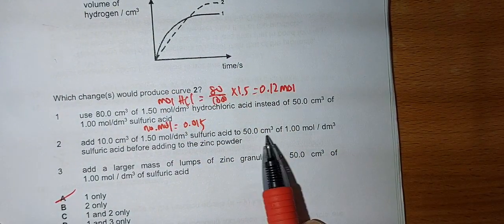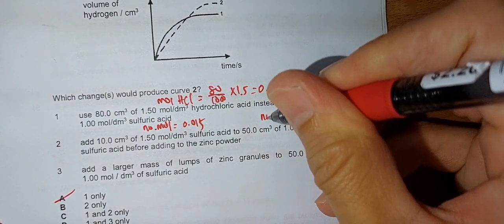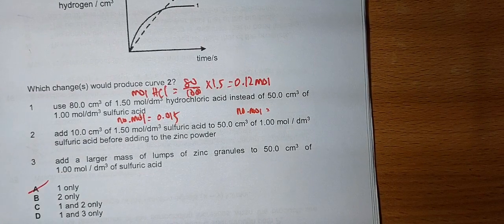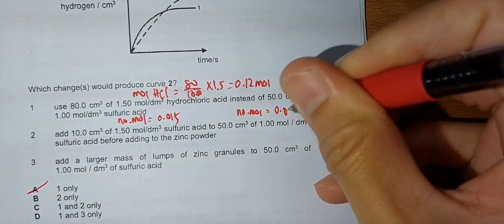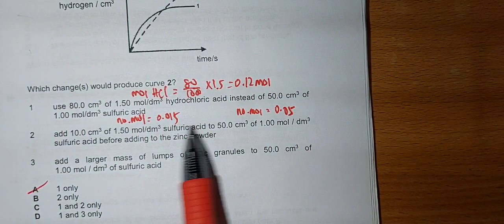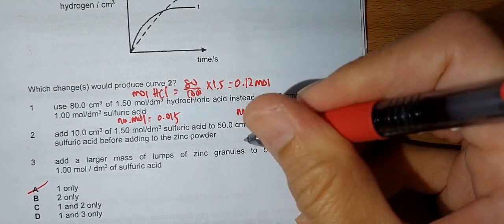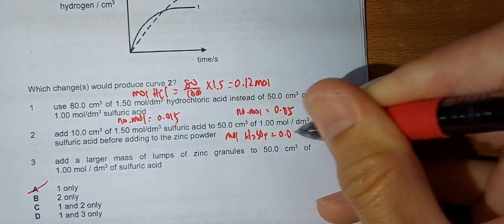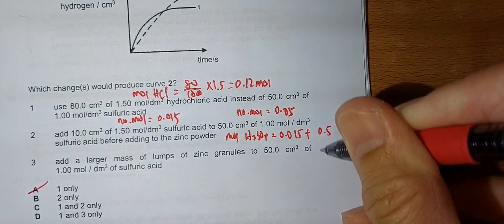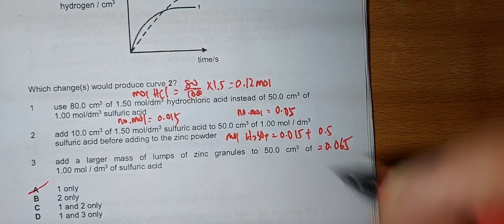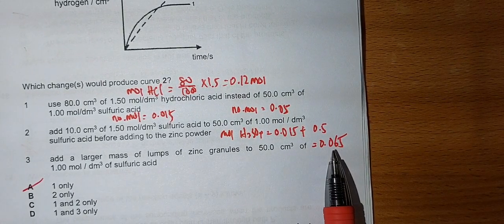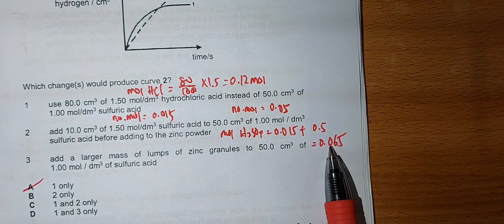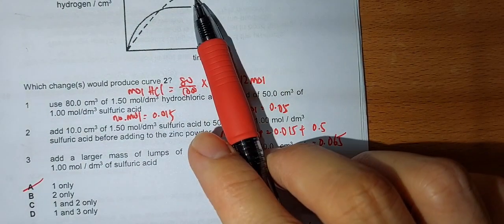And likewise for this 50 cm cube, 1 mole per dm cube, the number of mole would be 50 divided by 1000 times 1, and that will give you 0.05. Okay, what is the total number of mole of sulfuric acid? Total number of mole of sulfuric acid is 0.015 plus 0.5, which is 0.065. And 0.065 is more than 0.05, so it will be taller. Okay, so it will be taller.